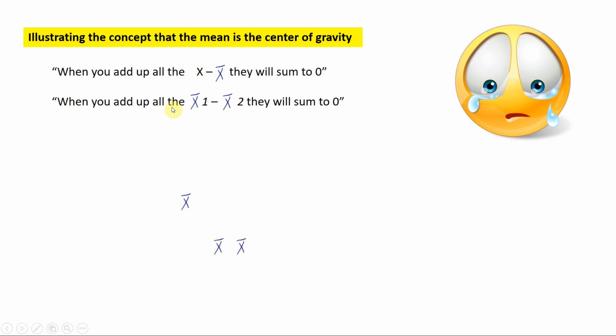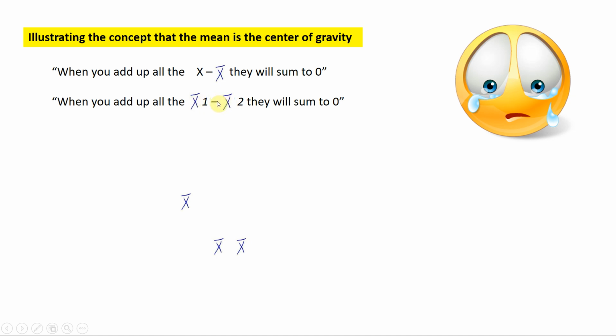Then more recently, when we talked about the sampling distribution of differences, if you found the difference between 2 sample means, so here you have a mean for sample 1, a mean for sample 2, you subtract them, you're going to get a number, right? Well, if you were to add up all of these numbers, you're going to get 0.